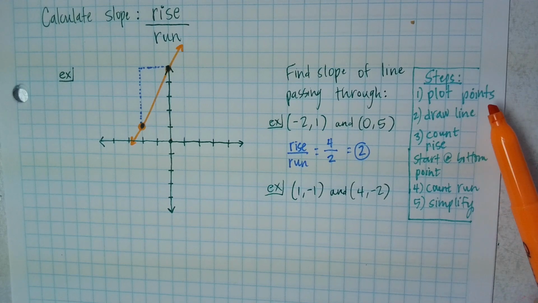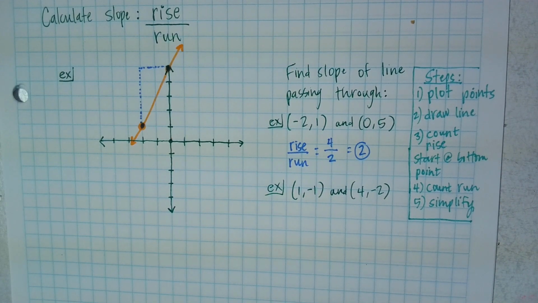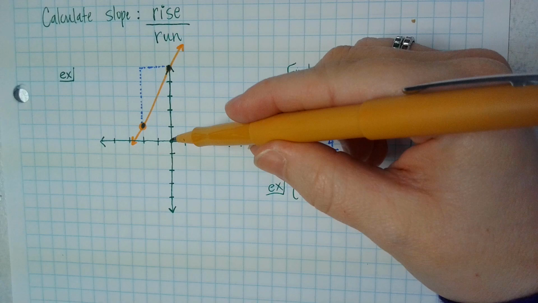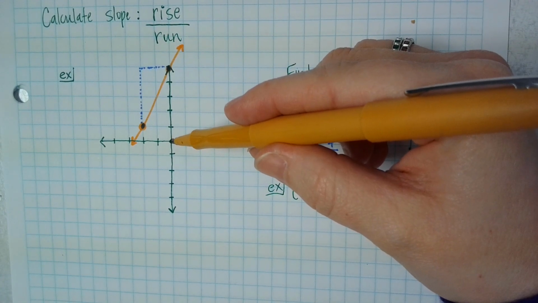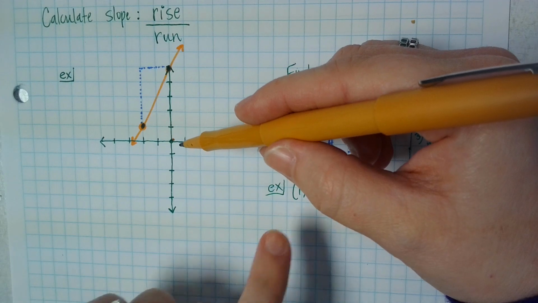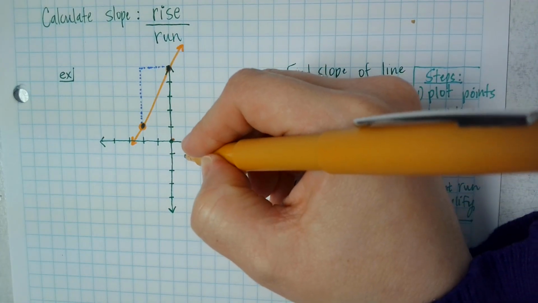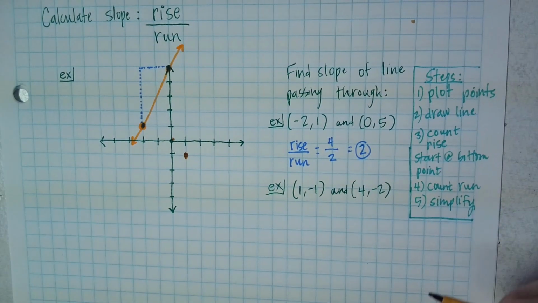Alrighty, so step 1, plot points. Let's go. Let me find a different color. Ready? So let's plot 1, -1. Start at the origin. 1 tells me to go where? Over right. Yeah, to the right specifically. 1. This -1 tells me to go where? Down 1. Okay, so that's 1, -1.